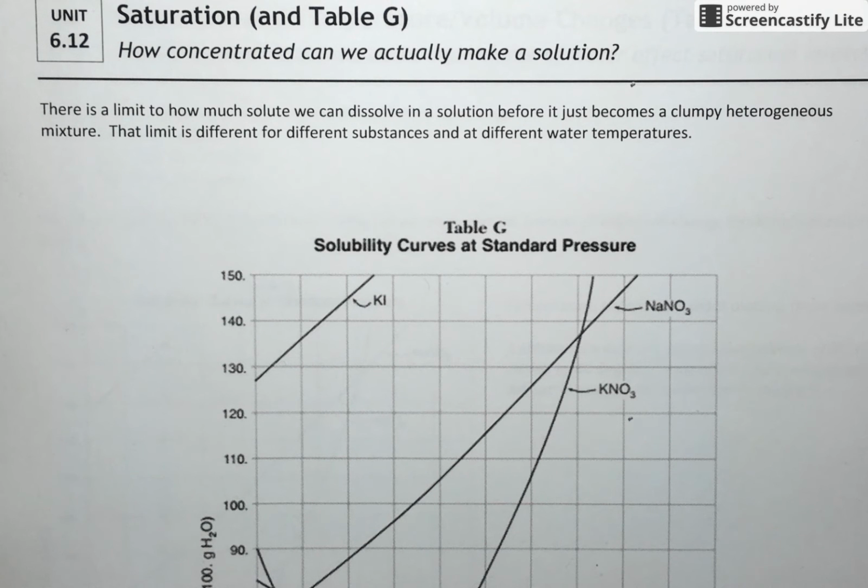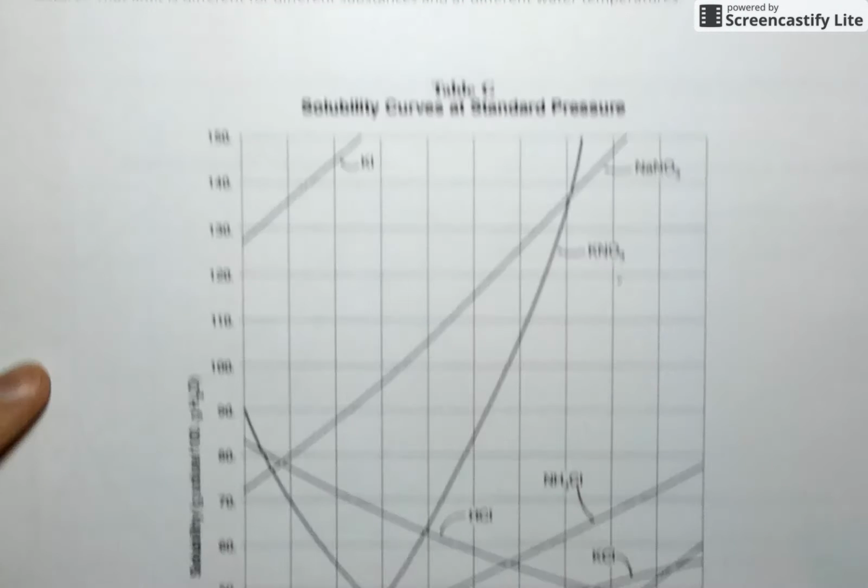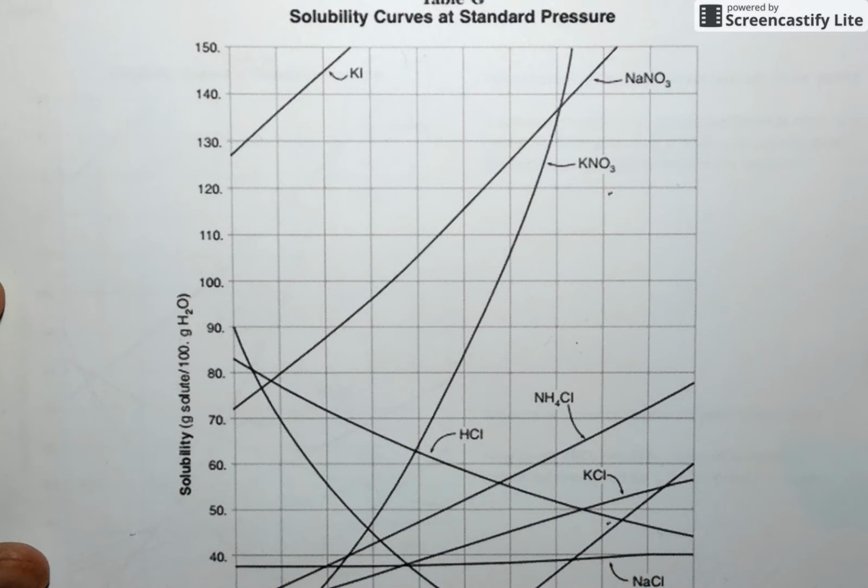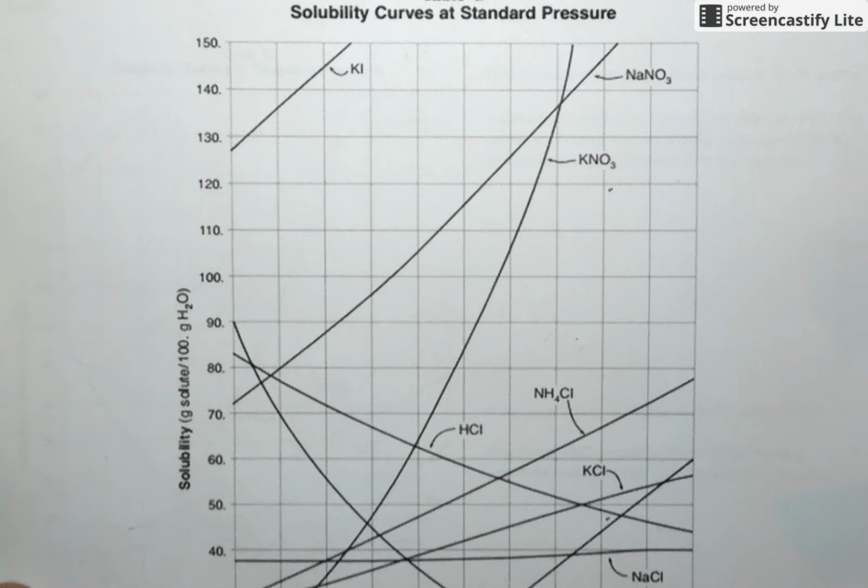What Table G is all about is telling us how much stuff we can dissolve into a certain amount of water before it hits that limit where anything that you add beyond that is just going to start settling down to the bottom and forming clumps. So if we take a look at Table G, what we're really going to see is 10 different graphs all kind of combined together to form one big, huge graph of everything.